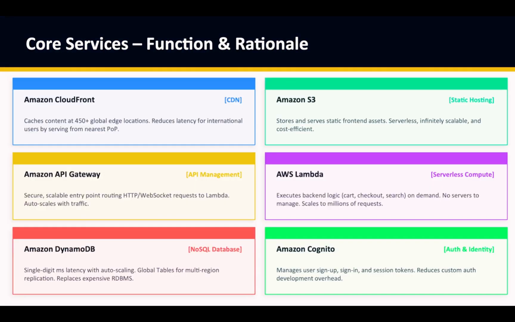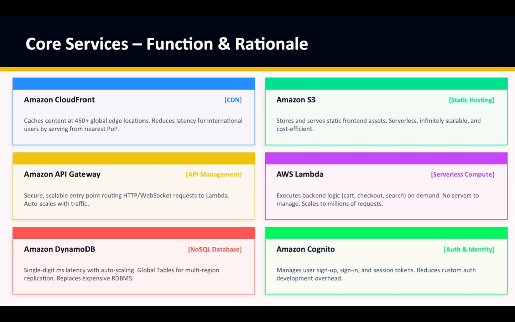Let me go a bit deeper on the 6 core services. Amazon CloudFront is a CDN. It caches content at over 450 edge locations worldwide. This is the primary solution for our global performance requirement. Instead of every request traveling to Australia, users get content from a nearby server. Amazon S3 is used for static front-end hosting. The website's HTML, CSS, JavaScript, and images are stored in S3 and served through CloudFront. This is serverless. There are no web servers to manage or pay for when traffic is low.